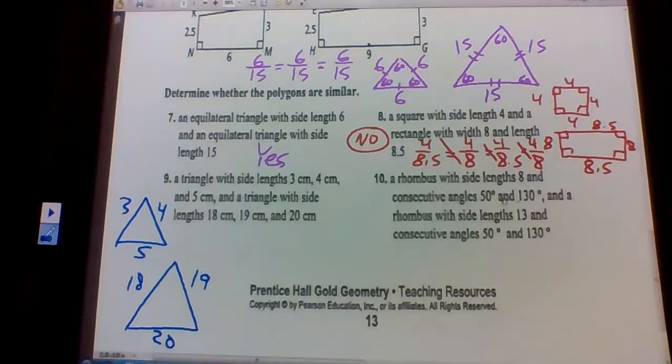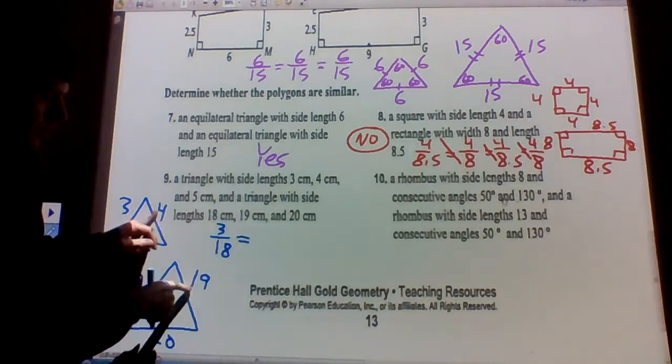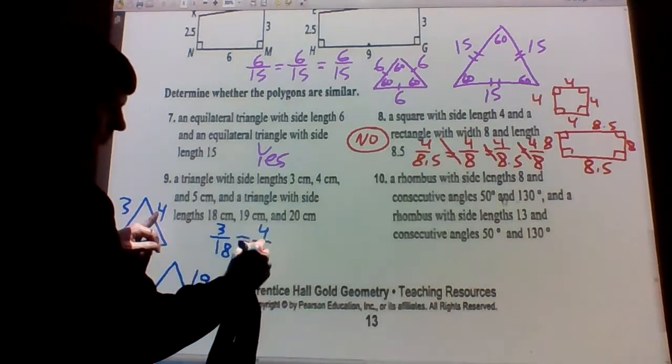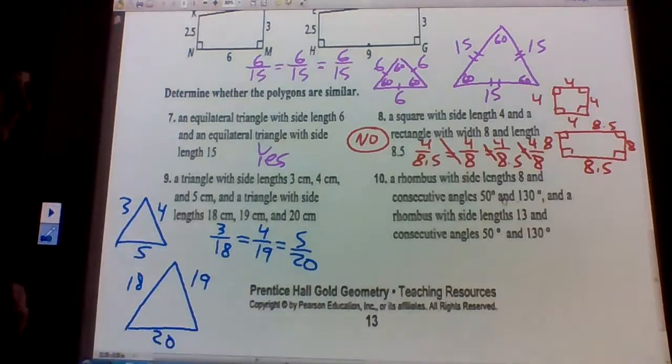If these are going to be similar, the small side of one triangle is going to match up with the small side of the other. The largest side of one triangle is going to match up with the largest side of the other. And then the two that are in the middle are going to match up. So if they were to be similar, 3 would match up with 18, 4 would match up with 19, and 5 would match up with 20.